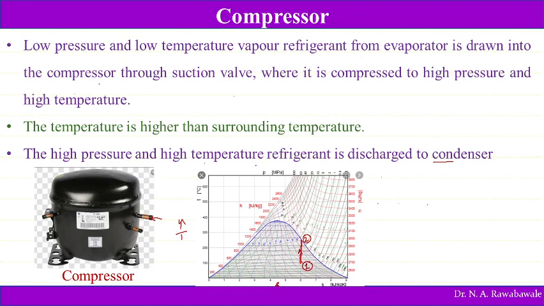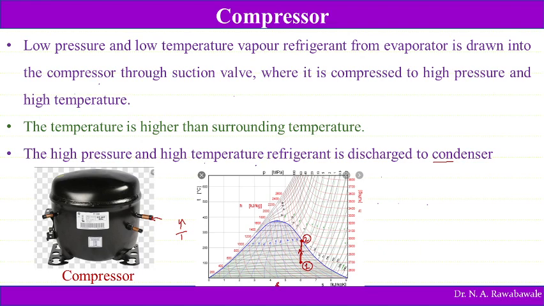So this refrigerant, which is wet refrigerant, not completely dry saturated, is compressed by the compressor, and when it becomes dry saturated, then it is discharged into the condenser. Right now we assume that the refrigerant when it enters the compressor is wet, and when it is compressed it becomes exactly dry saturated. So now we move to the second device, which is known as a condenser.